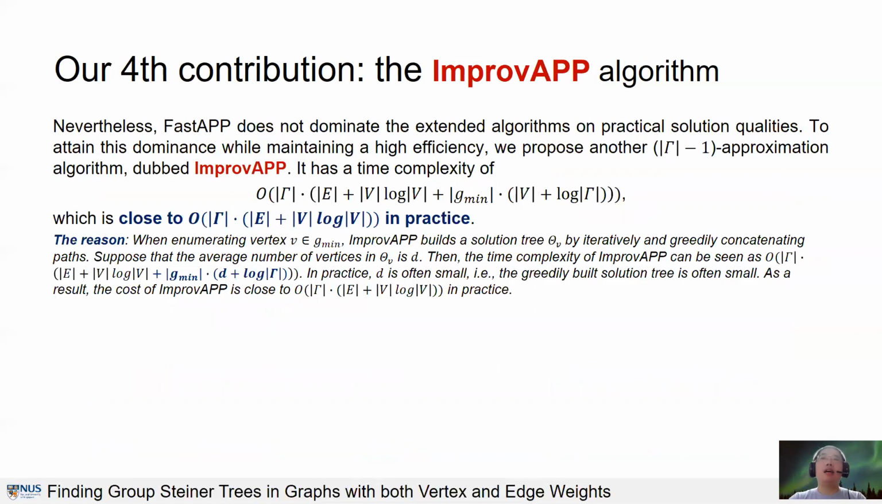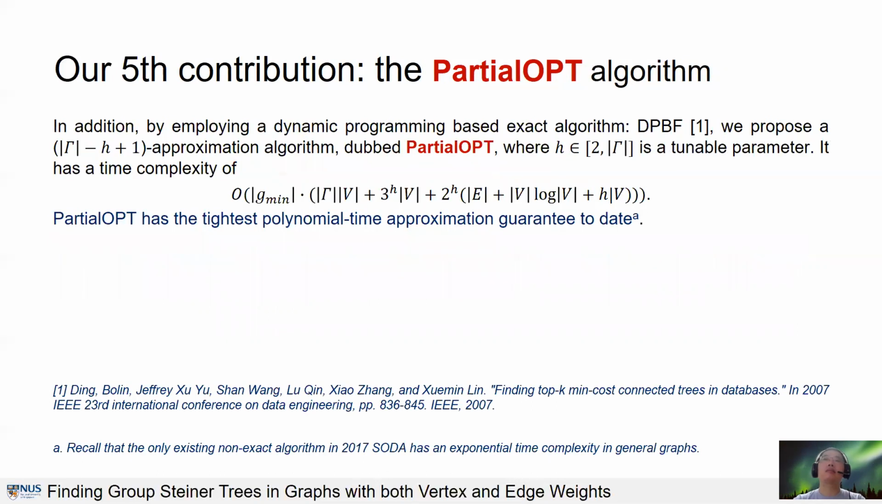Nevertheless, FastApp does not dominate extended algorithms on practical solution qualities. To attain this dominance while maintaining a high efficiency, we propose another Γ-1 approximation algorithm, dubbed ImproveApp. Its time complexity is close to the time complexity of FastApp in practice. As a result, ImproveApp is also fast in practice.